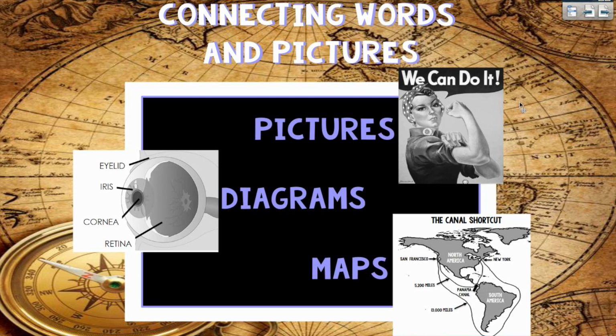For example, in this slide, I have a picture of an eyeball, and it shows you the different parts of an eyeball. Lastly, we have maps. Maps are really, really important whenever we are reading nonfiction stories because they can show you different landmarks, different streets, roads, and rivers that add details to the area as well as to the story.